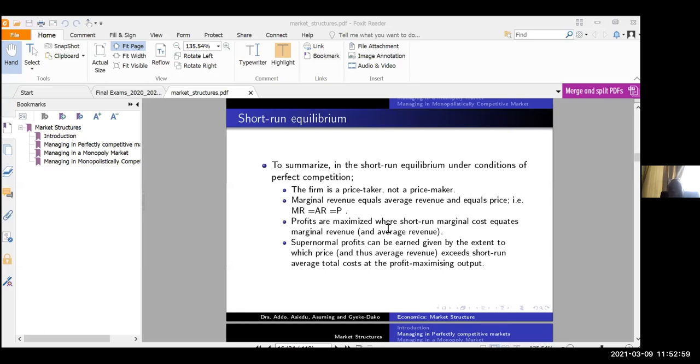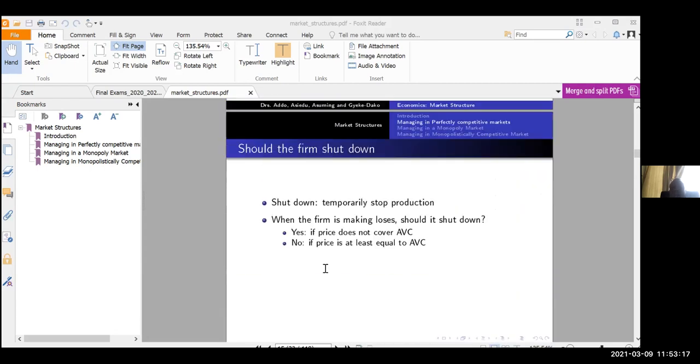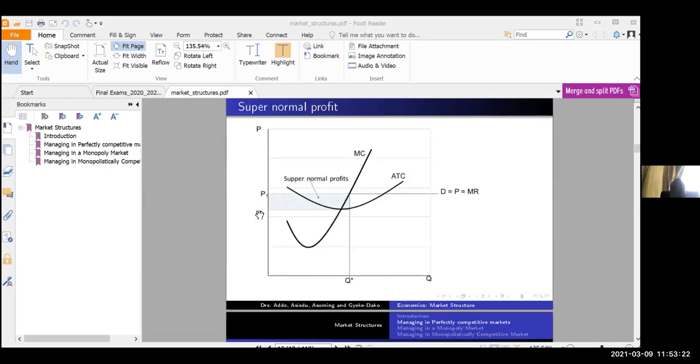Profit is maximized where short-run marginal cost equals marginal revenue and also average revenue. Supernormal profits can be earned in the short run, given by the extent to which price exceeds short-run average total cost. The gap between the price and your short-run average total cost will tell whether you earn supernormal profits.